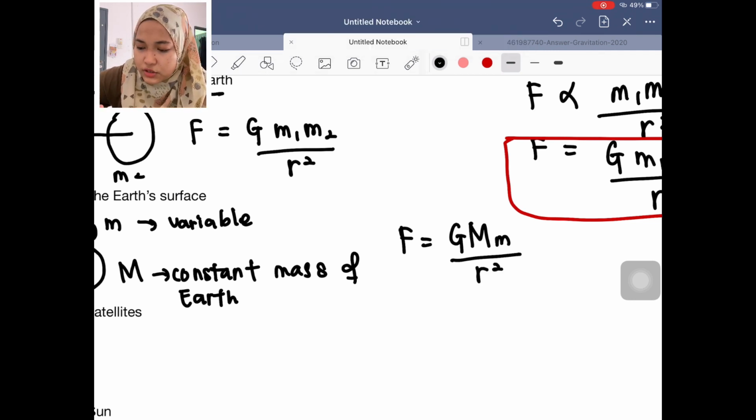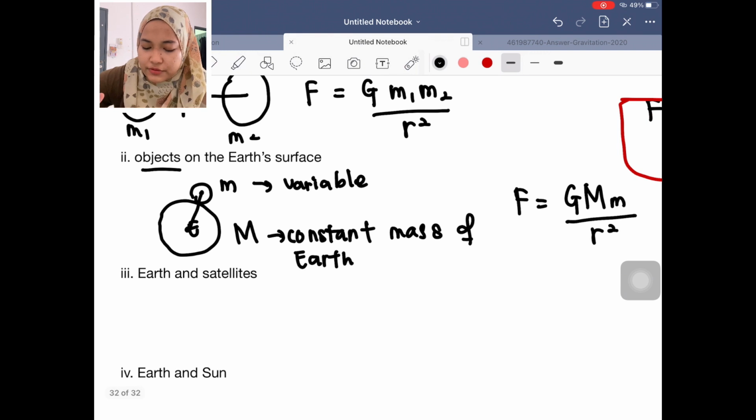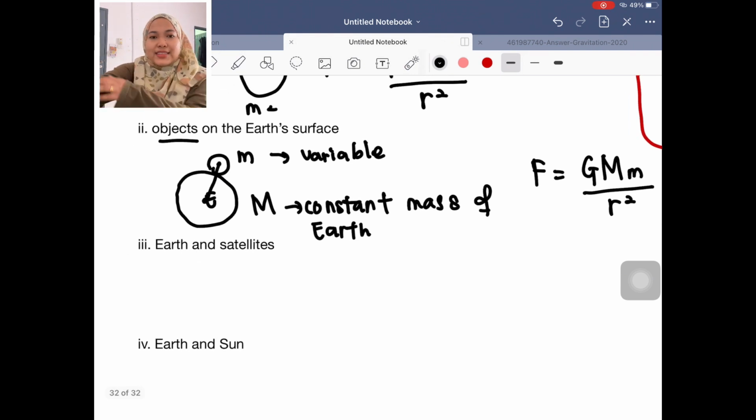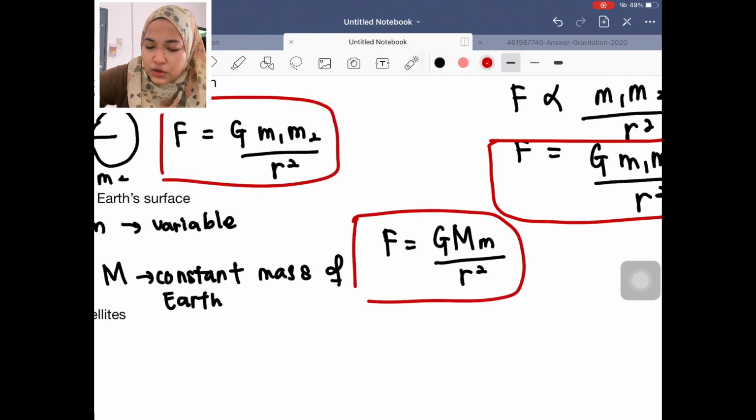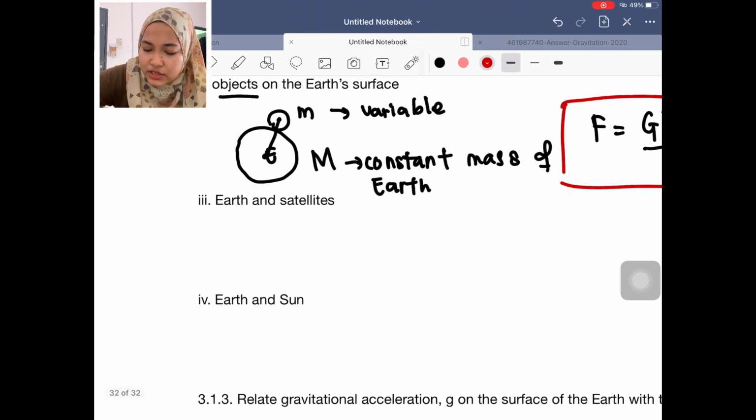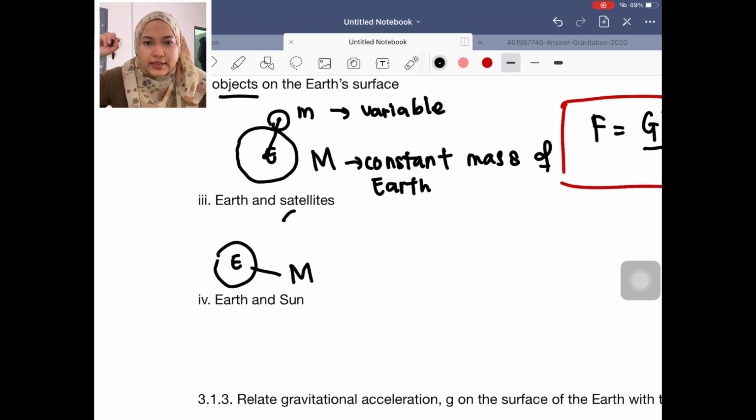Next, when we have the earth and the satellite, we will come up with a different formula. This is the first one, the second one, and the third one, for the earth and the satellite. We have the earth, which is also constant, so capital M, and the satellite, which we draw like a little fly. The mass m is a variable: the mass of the satellite is changing, depending on the type of the satellite.